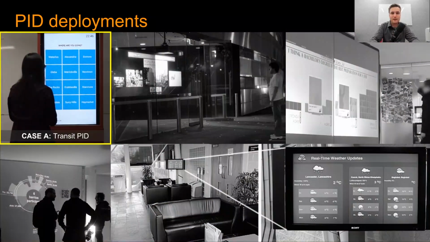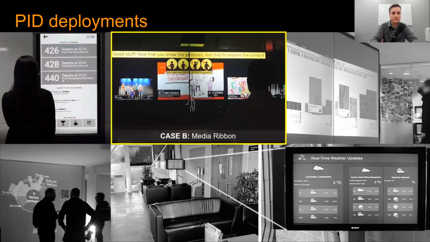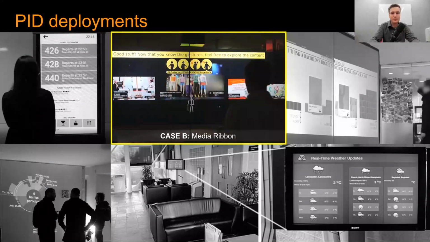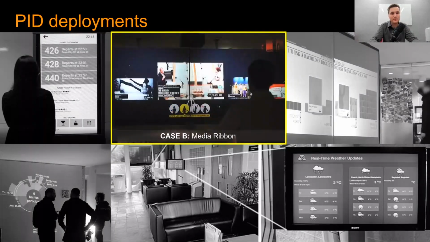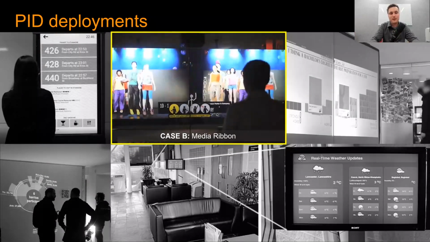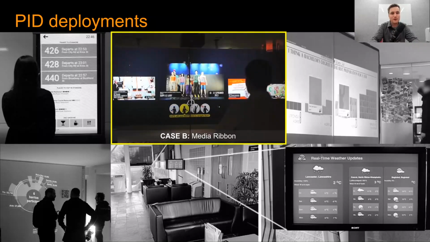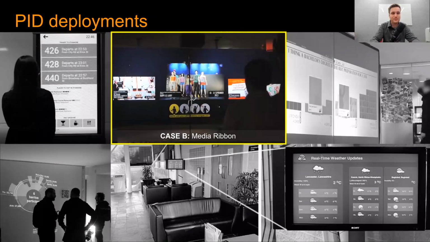The transit PID offered value to users by implicitly adapting its transit information and place recommendations to the goals of the person using it. The media ribbon was implemented through a rear projection on a glass wall of a university building. The value proposition of this PID is that it allows for playful mid-air gestural interactions while providing serious content related to the area it's located in.